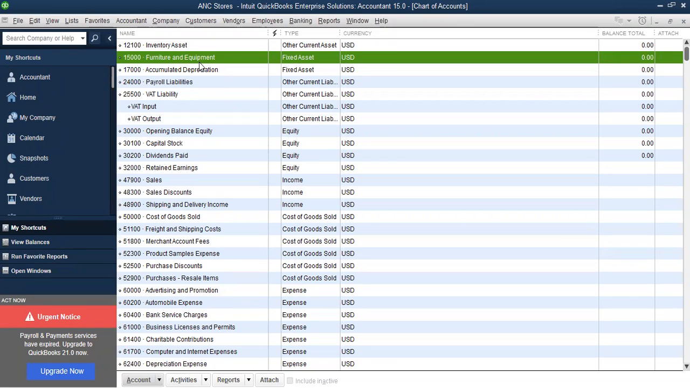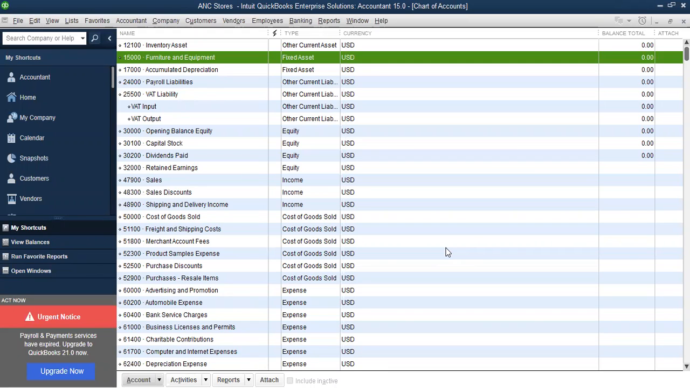Let's proceed. How to create sub accounts? Before that, common accounts that require sub accounts. Common accounts that require sub accounts. Not all accounts demand sub accounts, hence the word common, because it's not always the case.